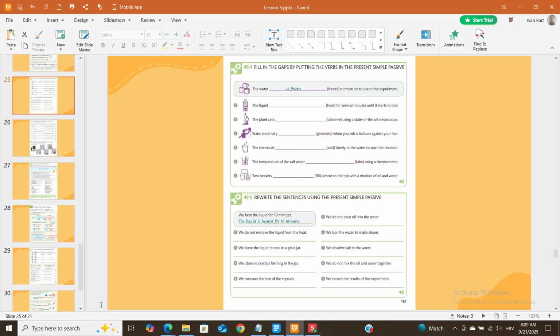We dissolve salt in the water. We observe crystals forming in the jar. We measure the size of the crystals. We do not mix the oil and water together. We record the results of the experiment.